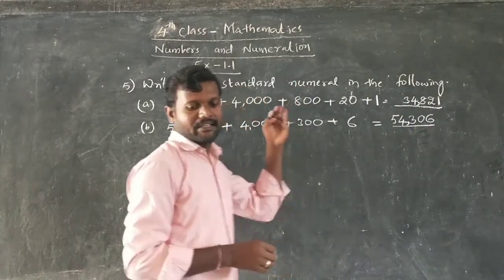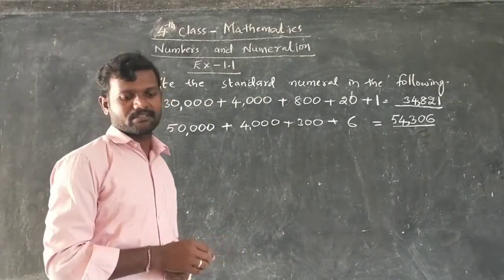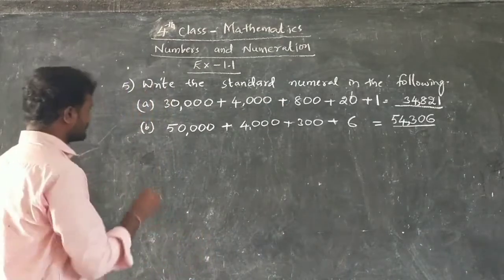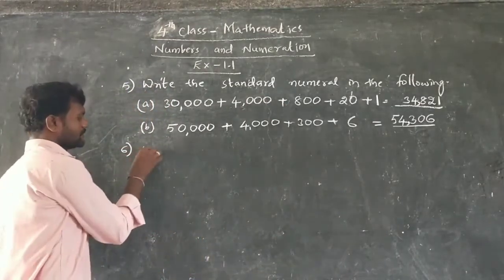Okay. Write the remaining 2 numbers in the 5th bit of first exercise. Now come to the 6th. What is 6th? Expand the given numbers.